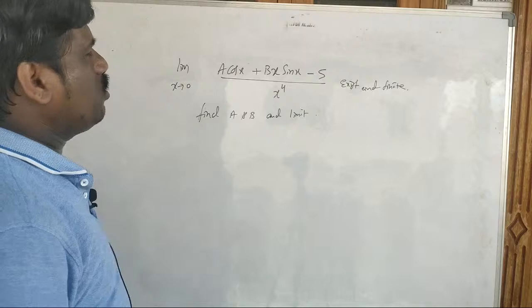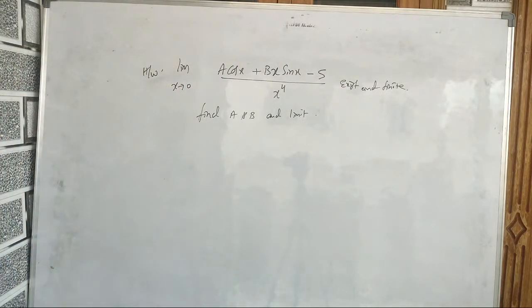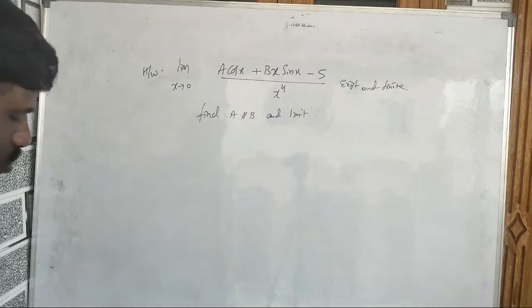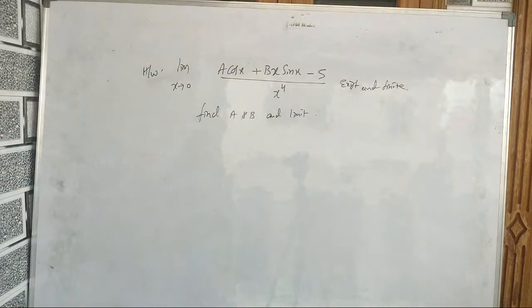So you can do this as homework. I explained that one. So a cos x plus bx sin x minus 5 by x power 4, the limit exists. Find a and b and the limit value. So you have to find a, b and the limit value. Okay, this is the homework question to all of you. Understood?